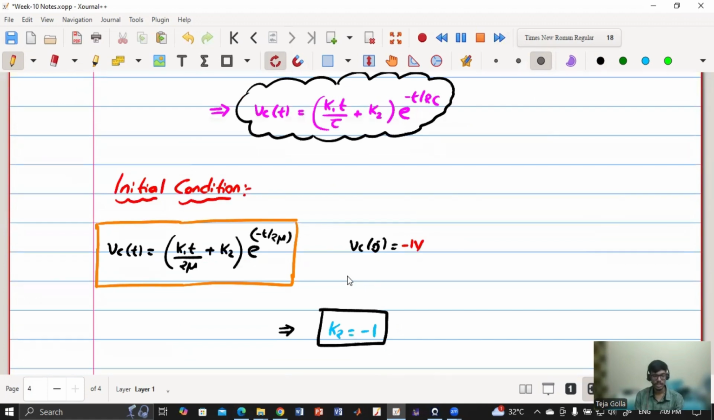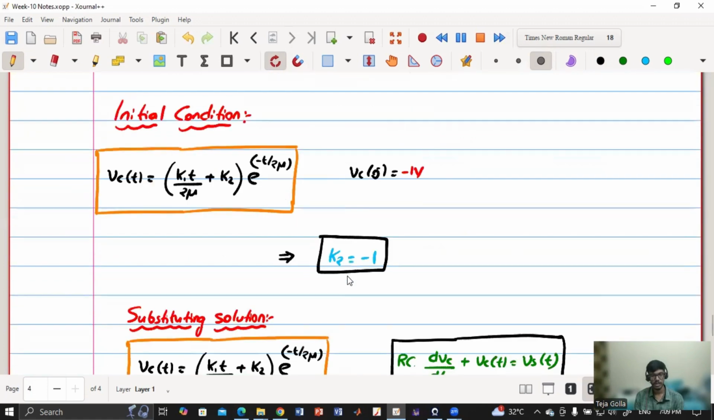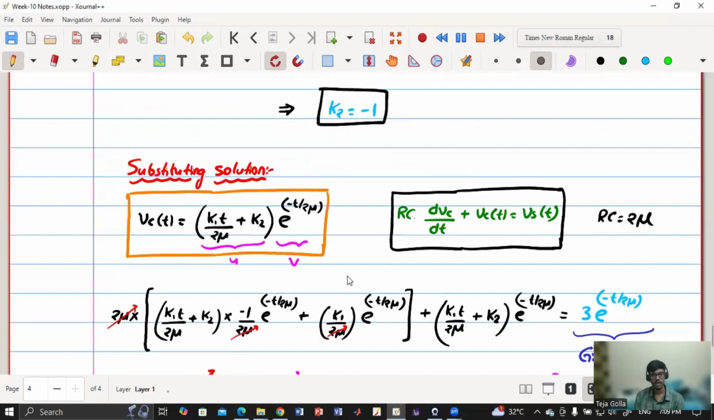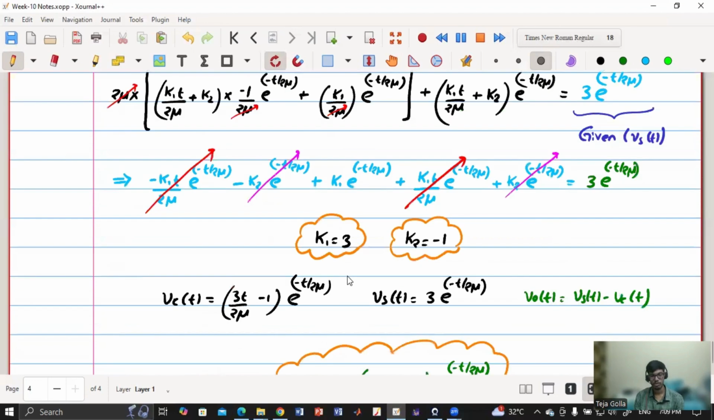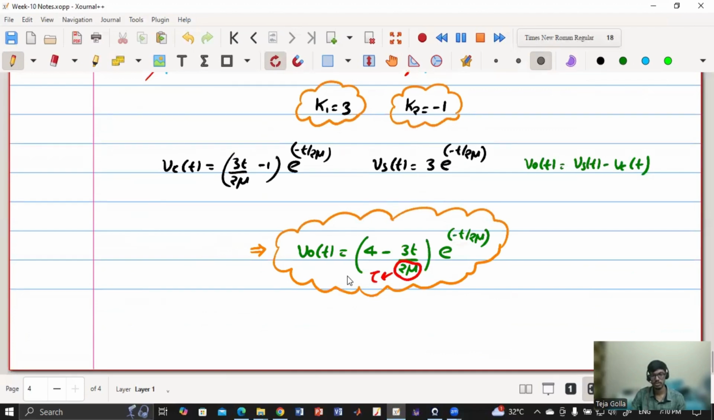So now using this generalized expression of VC of t, we have two equations, two unknowns. And how will I get the two equations? One equation I can get from the initial condition, which is VC of 0, and they have given it as minus 1, so I got K2 equal to minus 1. And the other one I'll get by substituting the solution in the differential equation, which I have done, and I have found K1. So both constants K1 and K2 I have obtained using these two equations. From there I'll get VC of t, and V naught of t is nothing but Vs of t minus VC of t. So from there you can calculate and get the expression for V naught of t, and it is also matching.